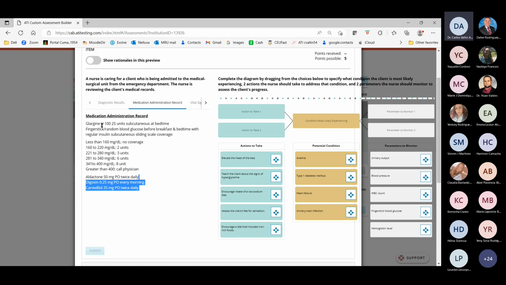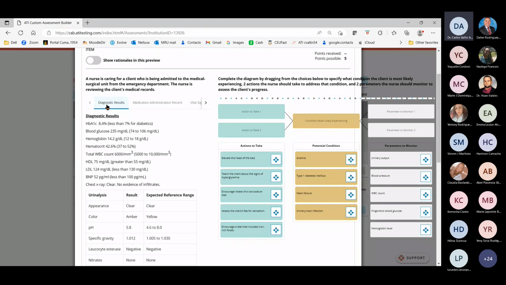So from the concentration U100, the client has an order of 25 units at bedtime every day. Finger stick random blood glucose before breakfast and bedtime. So twice daily, before breakfast and before bedtime, the doctors order a capillary blood sugar check. And then you are going to administer regular insulin by this sliding scale. This is the sliding scale that the doctors order.